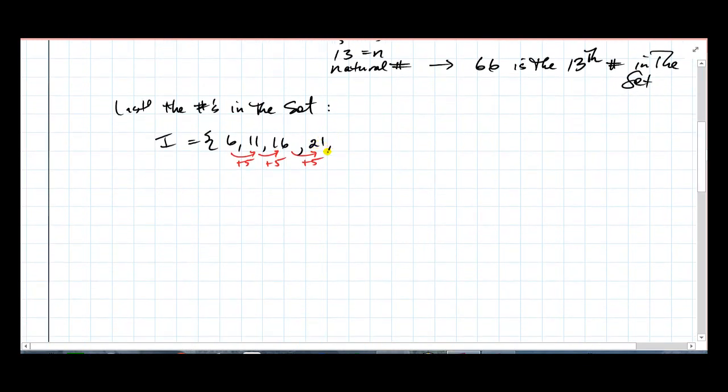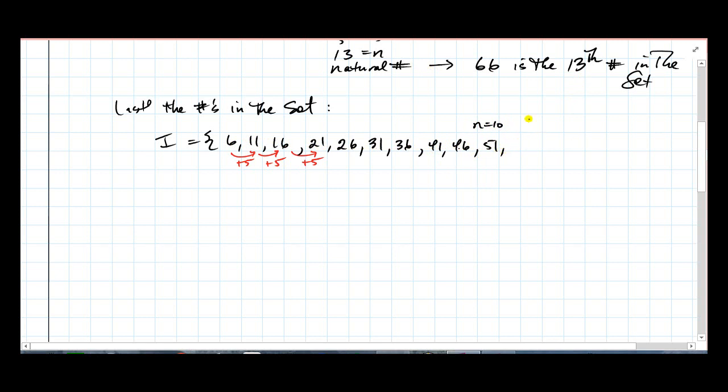So 21, 26, 31, 36, 41. You just keep on adding 5. Okay, that's the pattern. Keep adding 5. So 46, 51, we got to go to the 13th one. 1, 2, 3, 4, 5, 6, 7, 8, 9, 10. So this is n equals 10. 5 times 10 plus 1 is 51. That's why that's the 10th number.